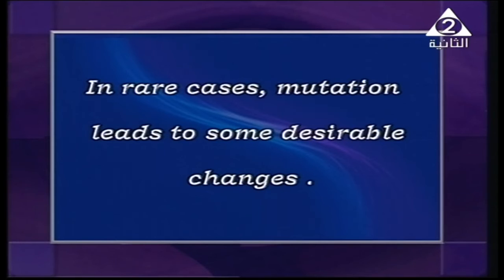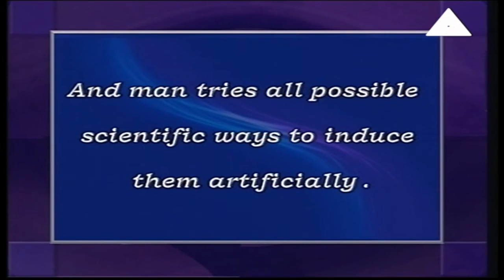But as we said, most of them are undesirable, like autism in humans, it's undesirable, and it's a kind of what? Mutation. And man tries all the time to find scientific ways to induce mutation artificially, I mean the desirable mutation. And definitely most of the experiments are carried out by using plants to get a desirable plant trait.